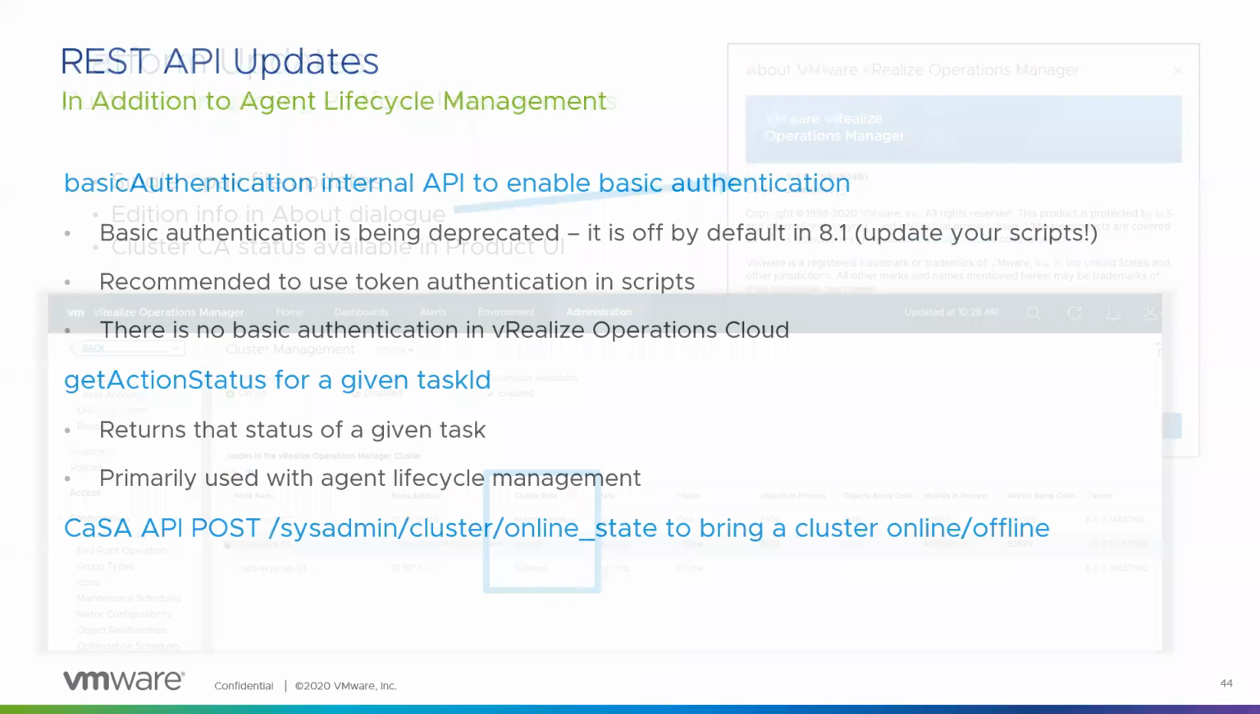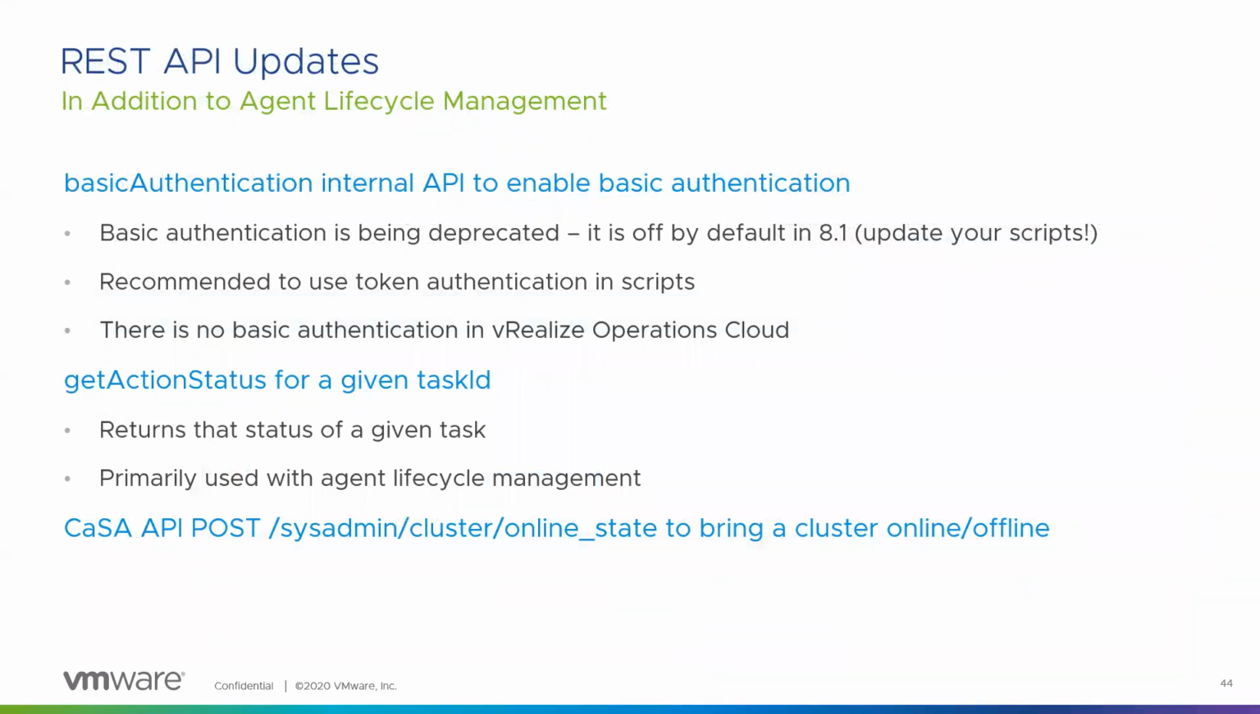REST API updates, because vROPs is a center for integration. You can do a lot of integrations and automation, so we continue to provide various API updates. In this one, as I mentioned, one big ticket item was the agent lifecycle management APIs. Apart from that, there are a couple more around basic authentication, as well as get action status for a particular task ID. And you can bring your cluster online and offline using the Casa API.